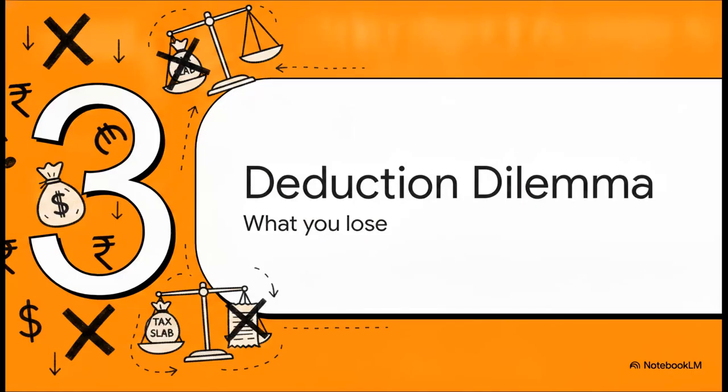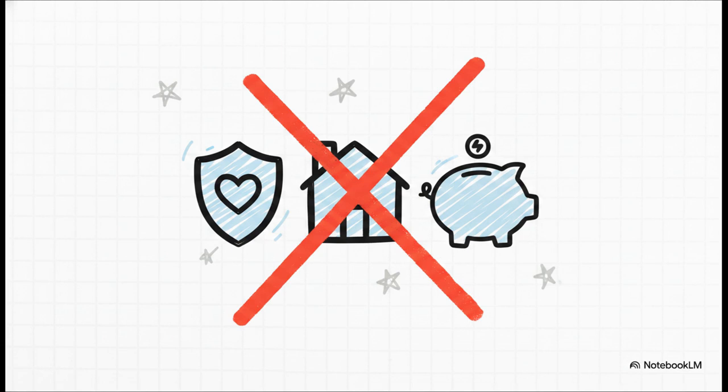All right, part 3, the deduction dilemma. What you keep versus what you lose. Because honestly, to get those extended lower slab rates in the new regime, you're going to have to make a major trade-off with your tax deductions. There is simply no free lunch in tax policy. If you do switch to the simplified new regime, you completely forfeit some beloved deductions. Section 80C, 80D, and 24B are just totally wiped out under the new default rules.